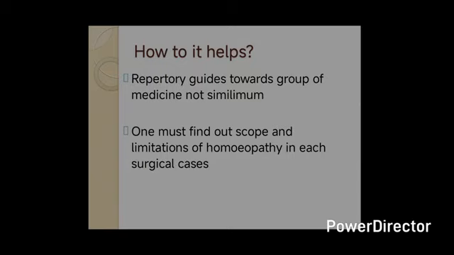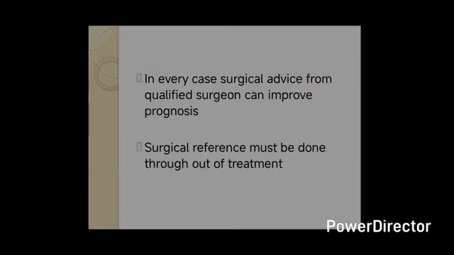So it doesn't mean that because the repertory has a rubric and related medicines, we are supposed to treat each and every surgical condition. We have to find out the cases where we have scope of homeopathy, and if we have limitations, then we have to give some other mode of treatment. The next is, in every surgical case we require some surgical advice from a qualified surgeon, which is going to improve the prognosis, and I prefer the surgical references be done throughout the treatment.